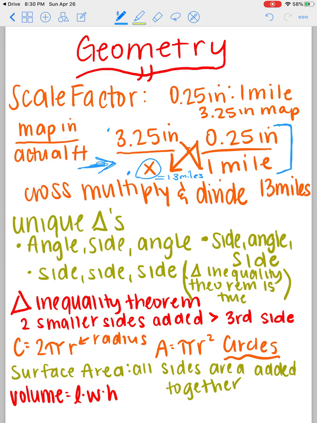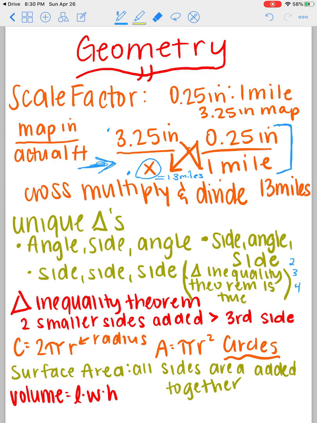Now the triangle inequality theorem states this. If I take 2 sides and add them up, they must be larger than the third side. So if I have some measurements, say 2, 3, and 4, that's my side lengths. 2 plus 3 is 5. That's larger than 4, we're good. 3 plus 4 is 7, that's larger than 2, we're good. And 2 plus 4 is larger than 3, we're good.